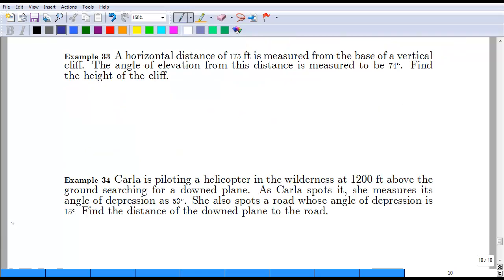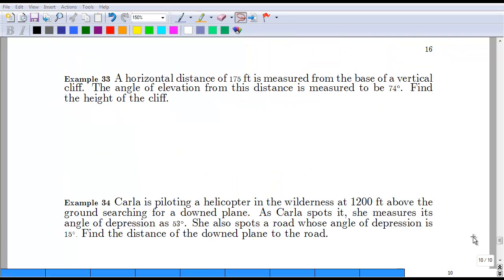We have a few more examples here to work through. Now with these next few examples, again, we're going to be using the angle of elevation and depression. So example 33 says we have a horizontal distance of 175 feet. It's measured from the base of a vertical cliff. The angle of elevation from this distance is measured to be 74 degrees. We want to find the height of the cliff.